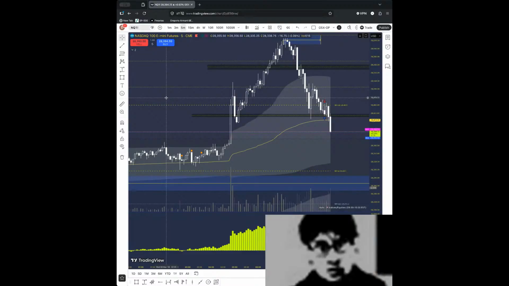All right, so volume is powerful, but here's the problem with the standard volume histogram at the bottom of your chart. It tells you when volume happened. 9 a.m. had a lot, 10 a.m. had less. Great. So what?